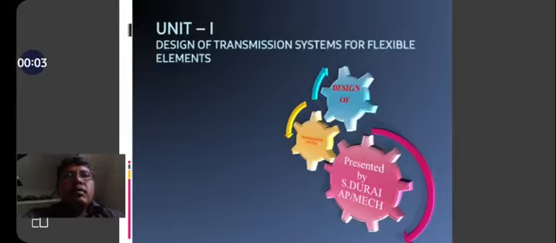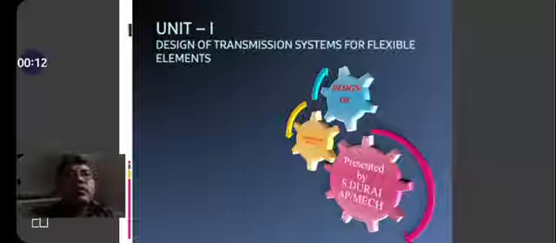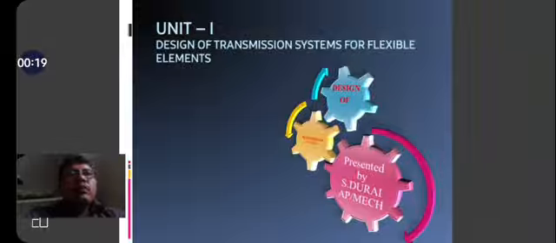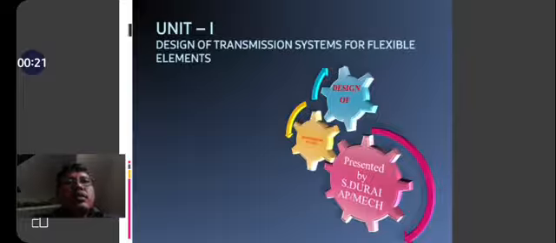In this video you are going to see about the subject Design of Transmission System, Unit number 1. In this unit, we have to see about the flexible transmission systems.